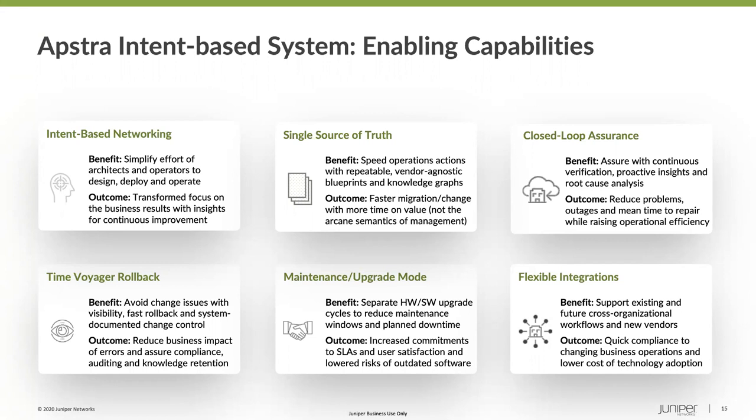So we're feeding telemetry from our devices into Apstra to see whether the network is working as expected. And if it's not, you might use the time Voyager rollback. I briefly discussed that this lets you go back with your network configuration, not box configuration, network configuration, to a stable previous version you know works.